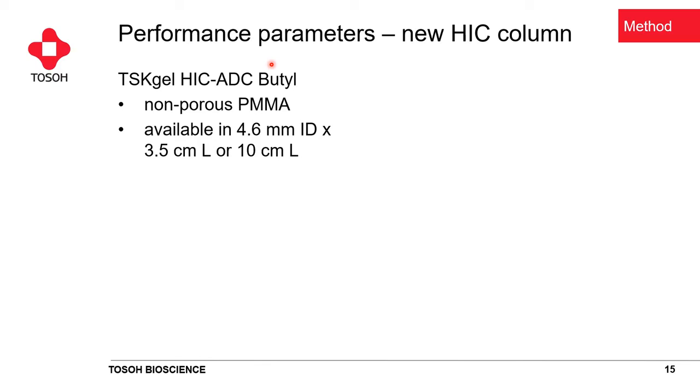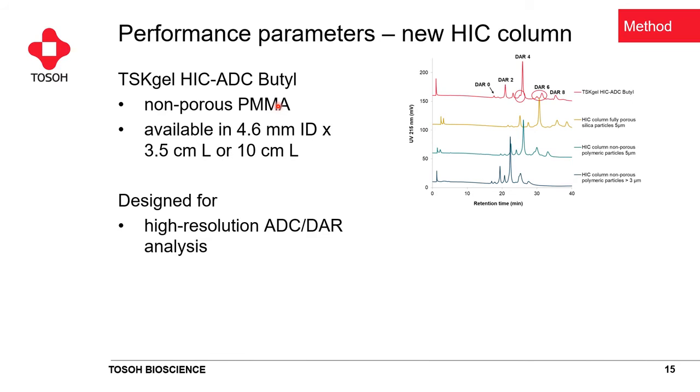I would like to spend one slide on a HIC column that has exactly those characteristics. It's a butyl functionalization. It is based on polymethacrylate, so a polymeric-based column, and it is non-porous. That will be new in our portfolio, and it's available in 3.5 centimeter length or 10 centimeter length, and it's really an improvement to what has been on the market recently, as it really shows the highest resolution for antibody drug conjugates and their drug antibody ratios.